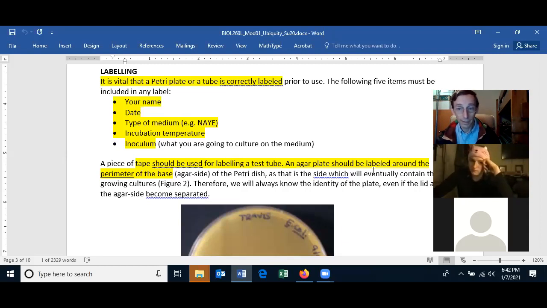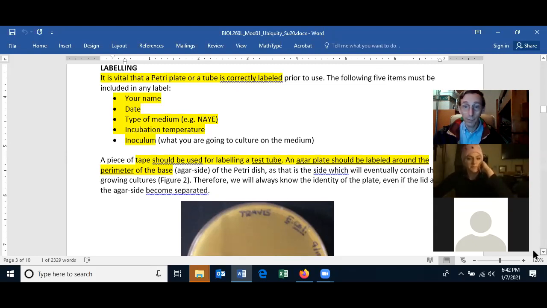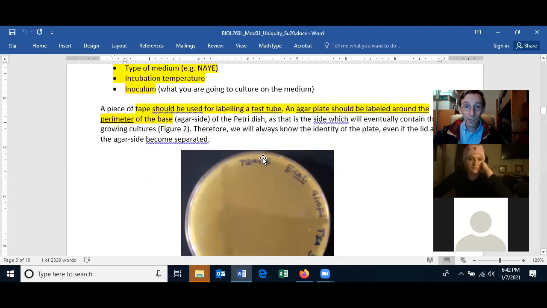If you know what it is, like E. coli, just write E. coli. If you don't know what it is, just write what the inoculum is, like air exposure. You expose the plate to the air, and then you grew things from the air. Any question about that?